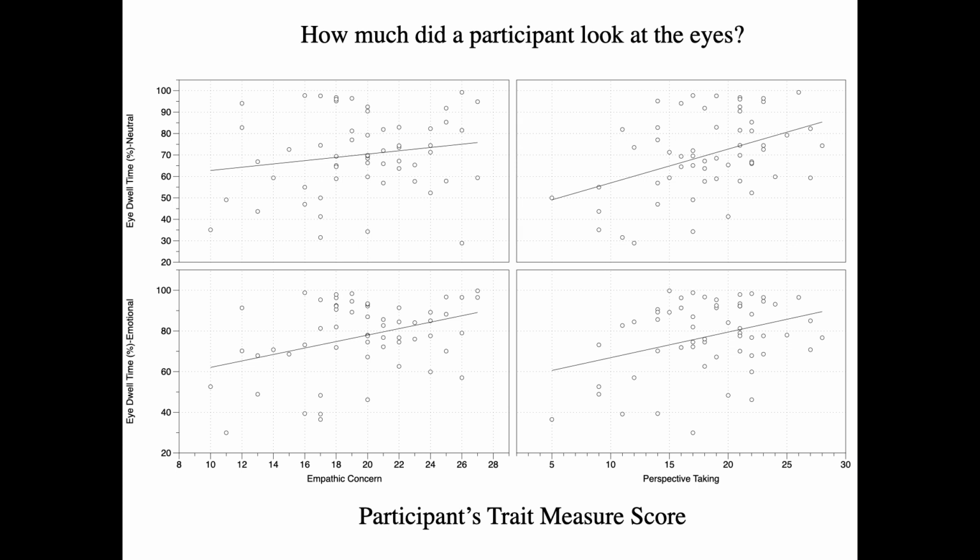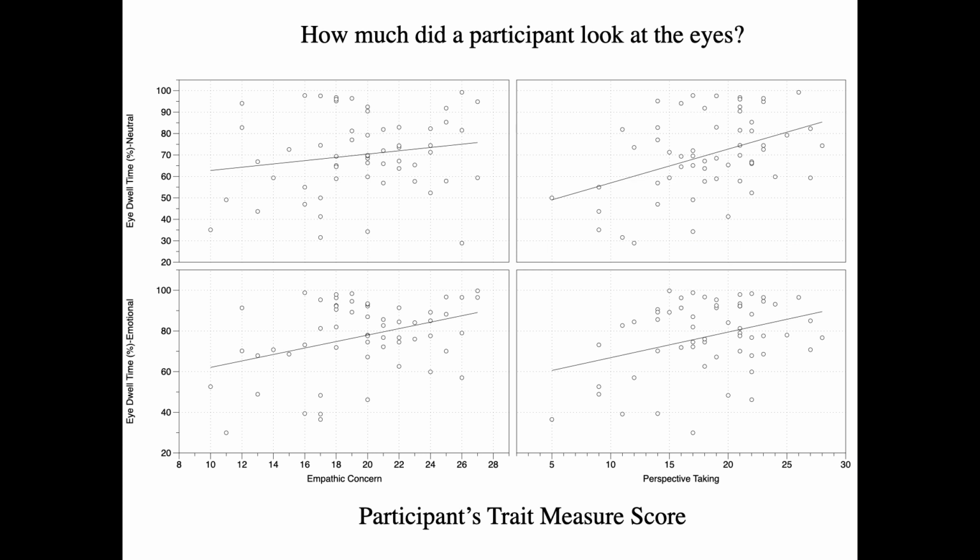And these are 4 different scatter diagrams. Across the x-axis, we have 2 different trait measure scores. We have this measure called empathic concern. This is a measure of how much you actually get empathically concerned about other people. A higher score means that this participant is more likely to show empathic concern towards other people. People who are low on that scale don't have much empathy for other people.